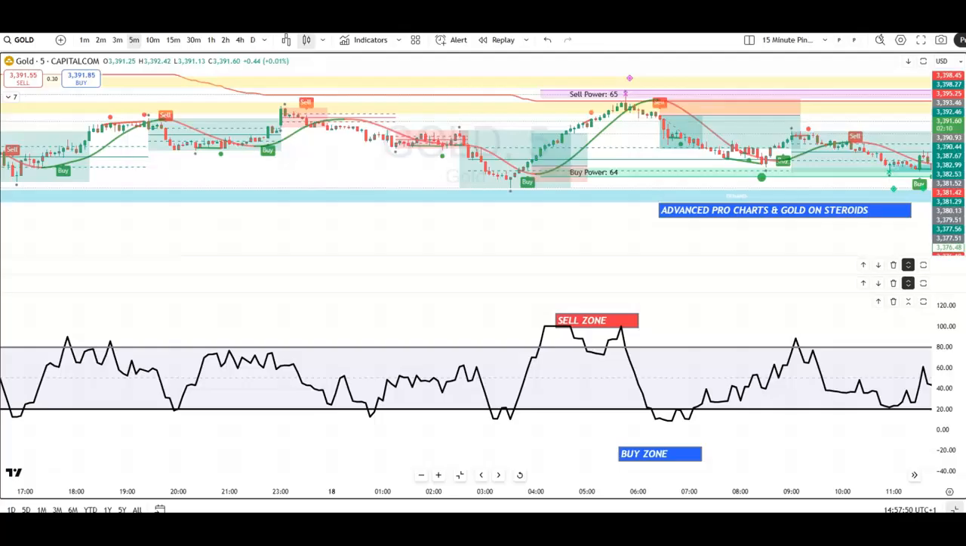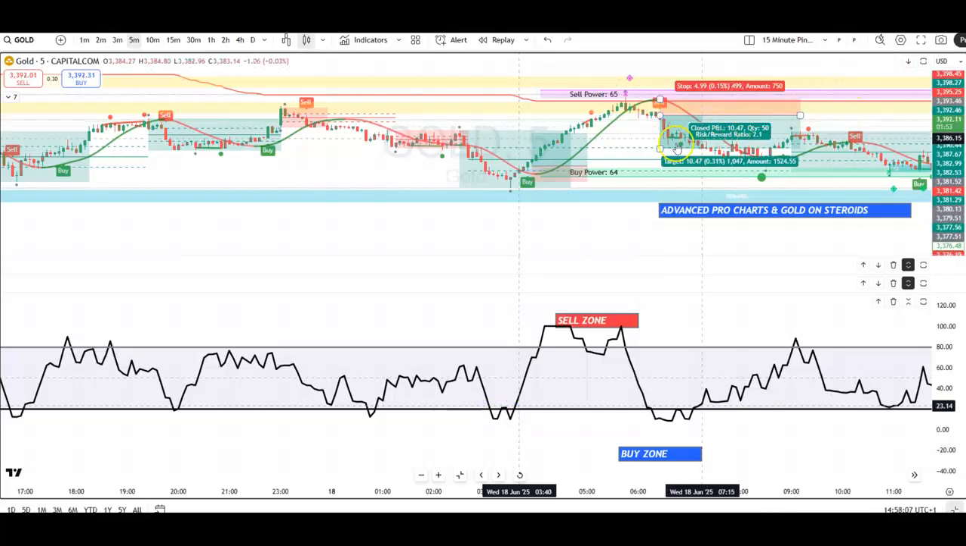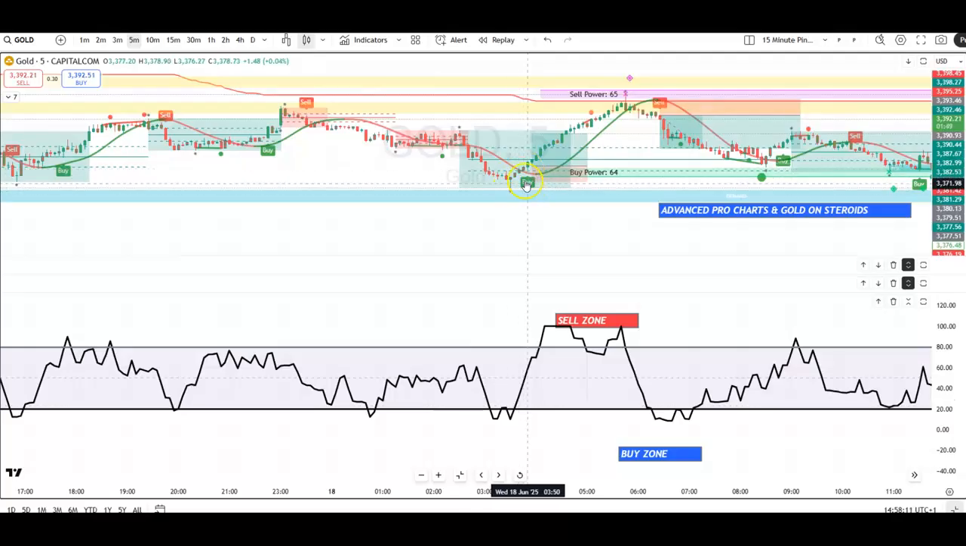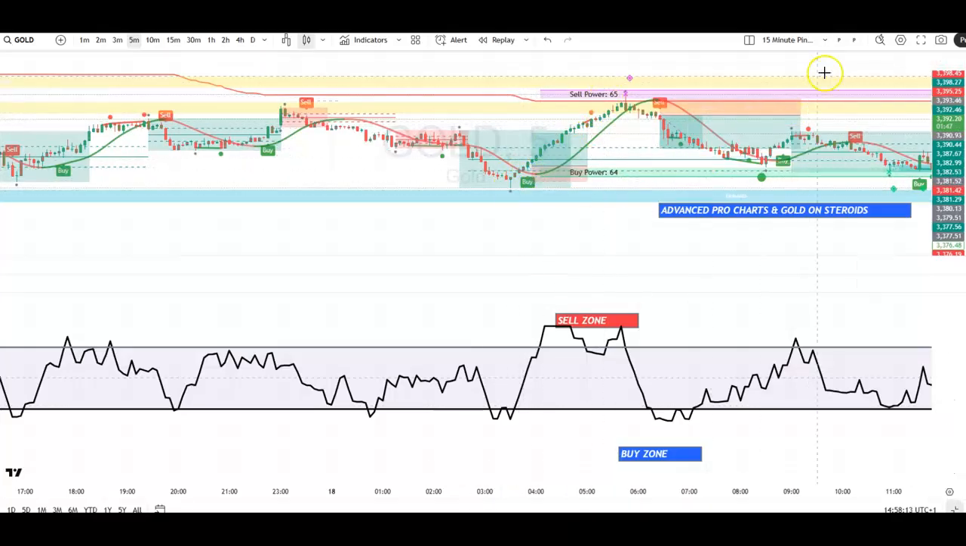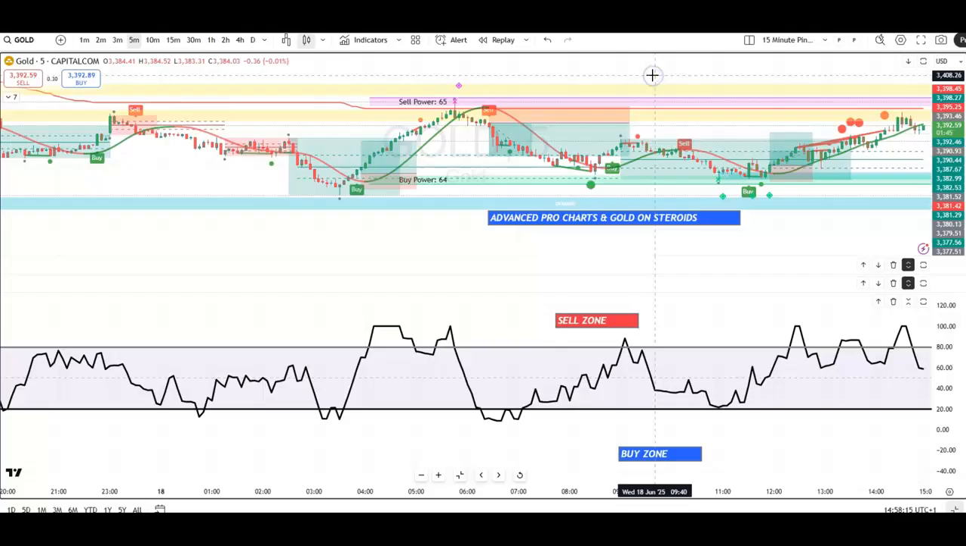This is not subjective. As I mentioned, the price is oversold in an uptrend on demand or very close to demand. Above the 50 moving average, gone green, heading for the sell power 65. So your targets are already set. The yellow zone is your target from the green zone. The target is already set.